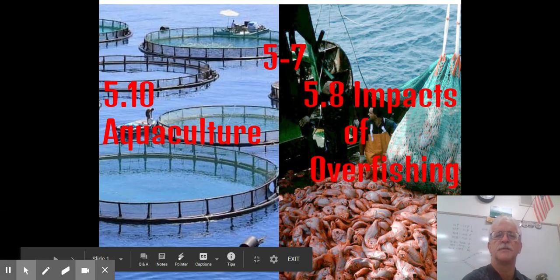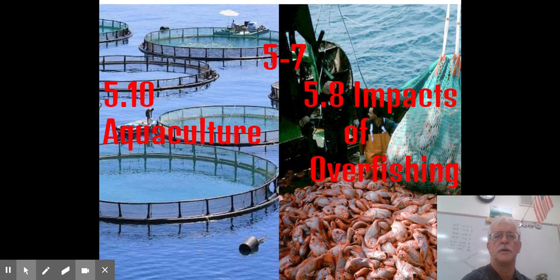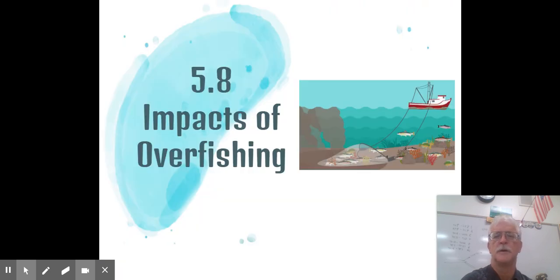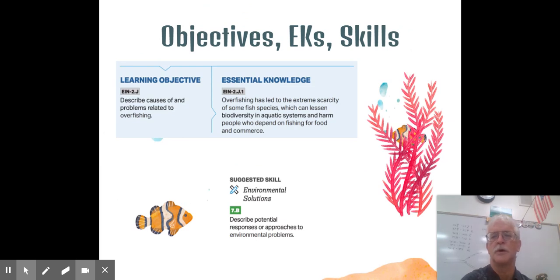Good morning. This is the seventh lecture in Unit 5 on land and water use. Today we're going to be talking about topic 5.10, aquaculture, and topic 5.8, impacts of overfishing. Basically, the impacts of overfishing are about describing the causes of and problems related to overfishing.